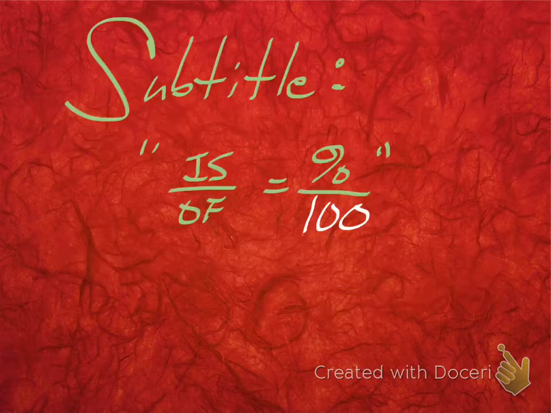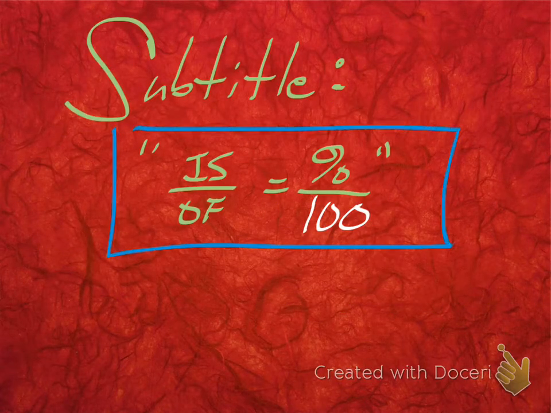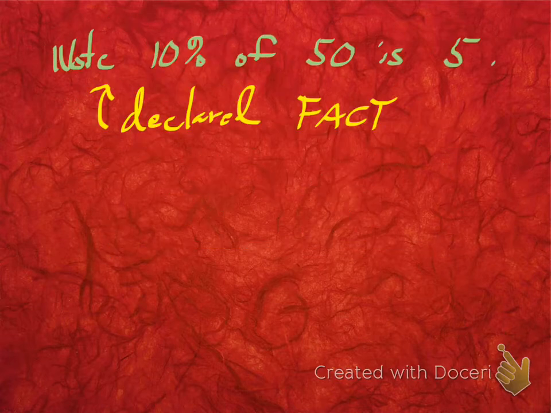Okay, now there's a subtitle to this lesson, and that is is over of equals percent over 100. And I want you to notice the color change. The is, the of, and the percent are all written in green, but the 100 is written in a different color. And that's because the 100 is always going to be there. That is a number. It is always going to go under the percent. The neat thing is that the other things, the ones in green, is, of, and percent, can all be the variable. They can all be the unknown quantity that we're going to be looking for.